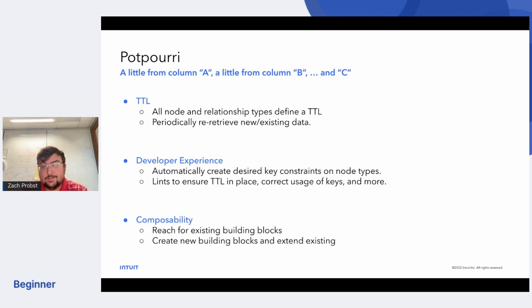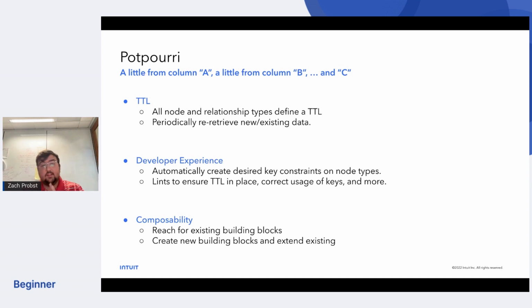We also have a whole bunch of linters in place to make sure that you define TTLs, and that your key usage is consistent across different pipelines. So if you have 5 pipelines and 4 of them refer to the employee node by their email, and the last one refers to the employee node by the person's name, that's an inconsistency that we try to avoid as much as possible.